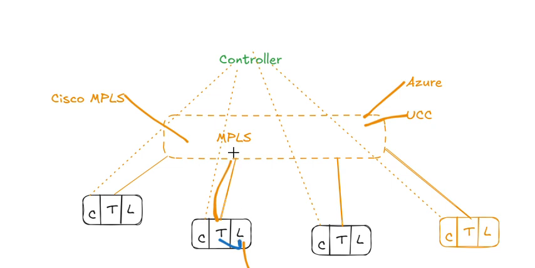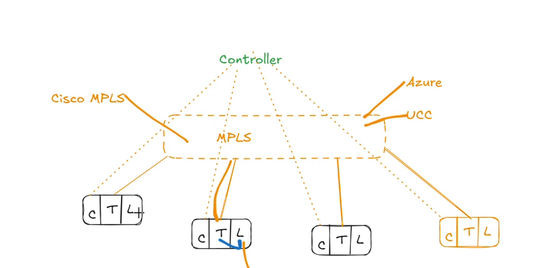In case of internet underlay, we make a paired TVI to locally break out to internet, but that's not possible in the MPLS underlay, and that configuration doesn't make much sense either. So how do we connect the Cisco MPLS, Azure and UCC sites to the SD WAN? We cannot connect them to the transport VR. Of course, we cannot connect them to the control VR. So the only option left is the LAN VR.